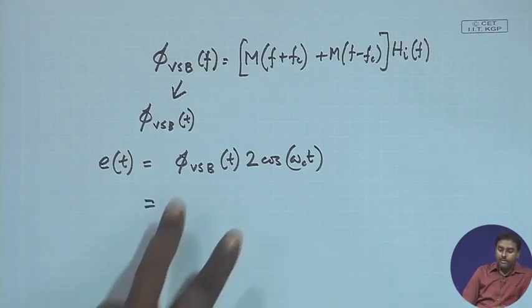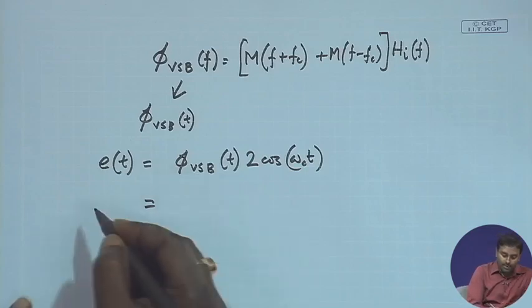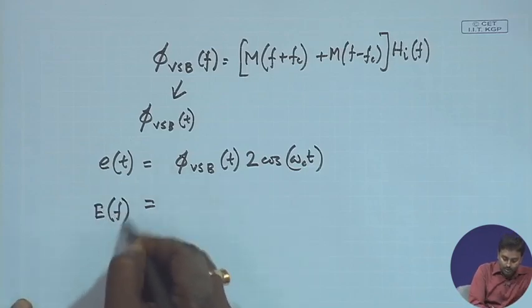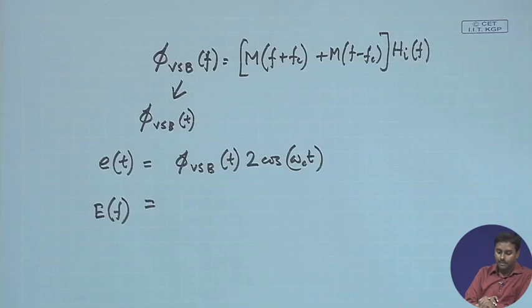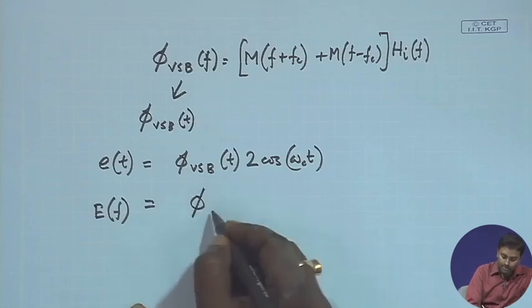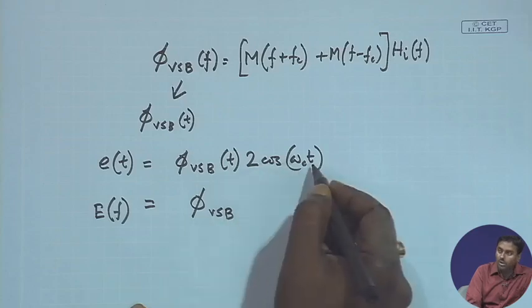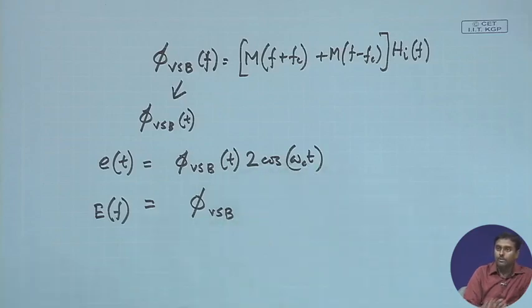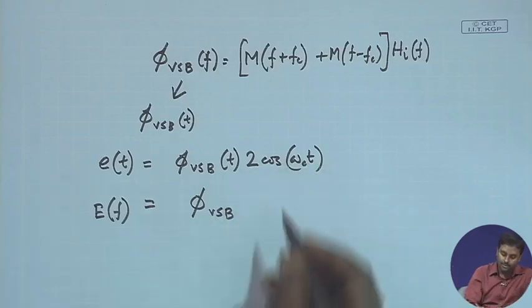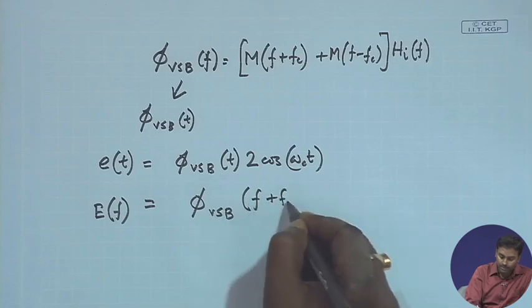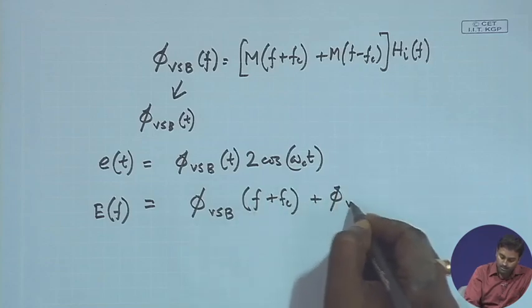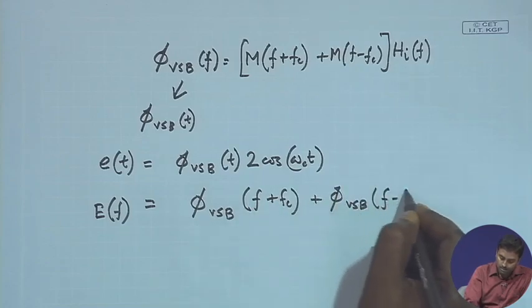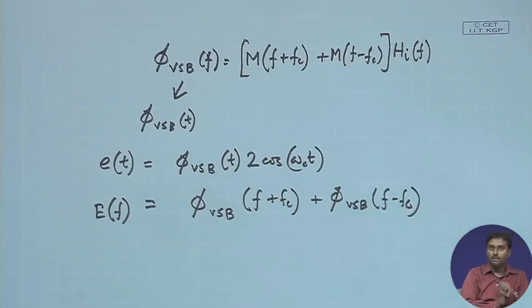Immediately, how will the frequency domain look like? If I try to plot E(f), it should be phi VSB, now with 2 cos(omega_c t) given, so it should be plus Fc and minus Fc. So this should be f plus Fc. This is what we get after modulating.